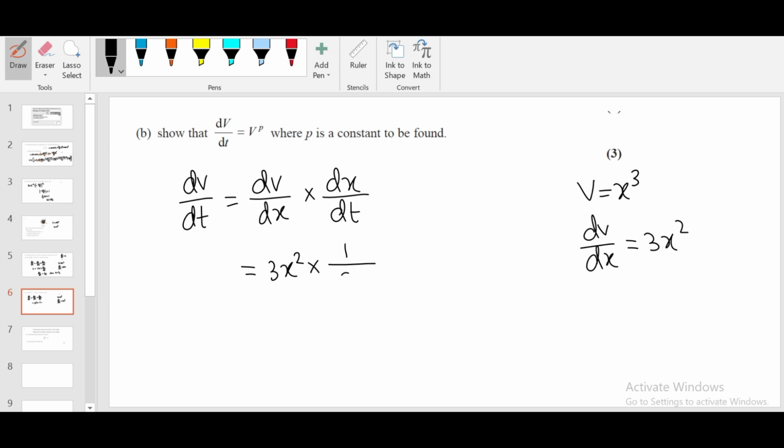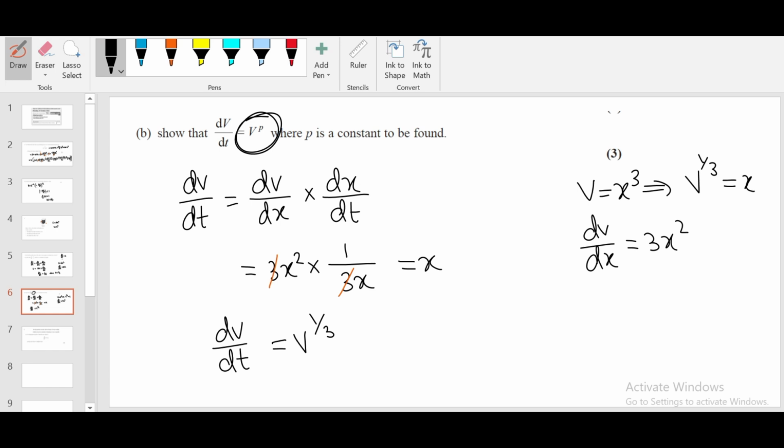it's 1 over 3x. So we cancel 3 and 3. X square by x is just x. But we need to write it in the form of v power p. From here, v power 1 over 3 is equal to x. So you can write it as v power 1 over 3, dv by dt is equal to. That's all. Easy 3-mark question.